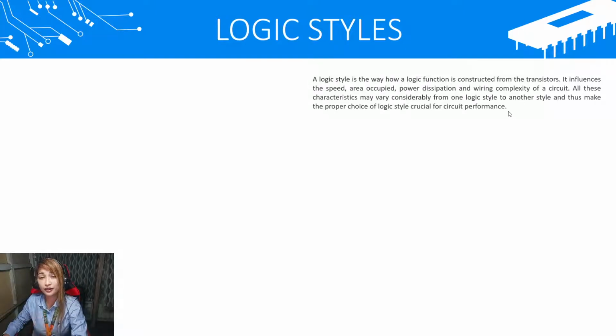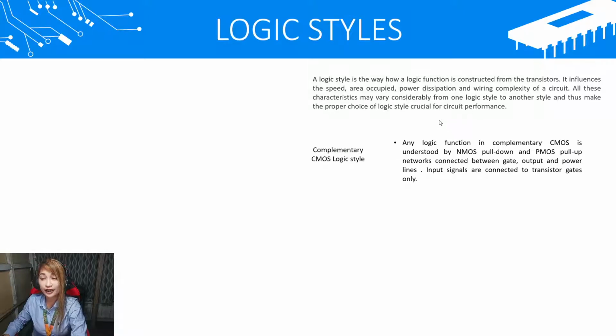And we have here three types of logic style. The first one is the complementary CMOS logic style. Any logic function in complementary CMOS is implemented by NMOS pull-down and PMOS pull-up networks connected between the output and the power lines. All the input signals are connected to the transistor gates only. When the NMOS pull-down is on, the PMOS pull-up is off, and when the NMOS pull-down is off, the PMOS pull-up is on. The static CMOS falls under this category.